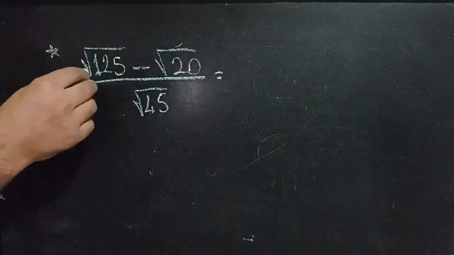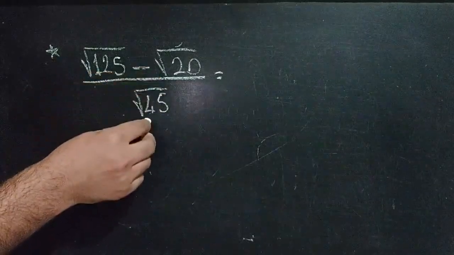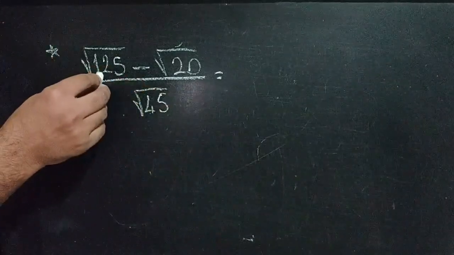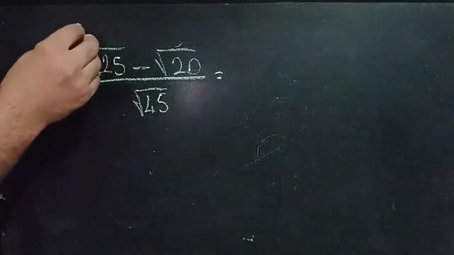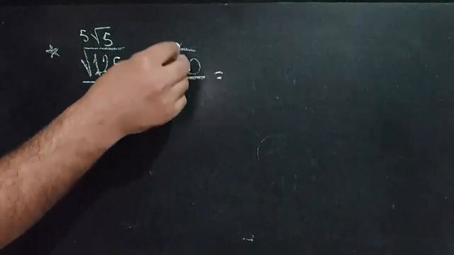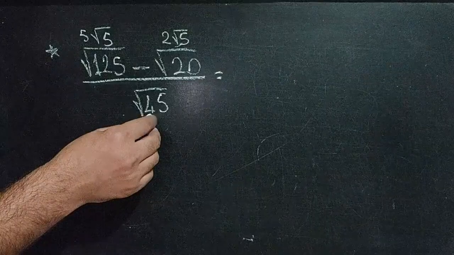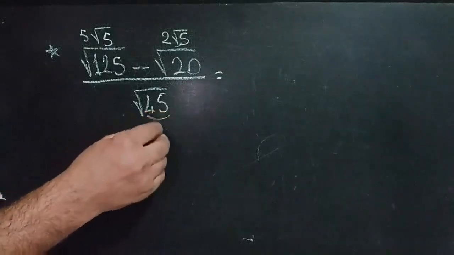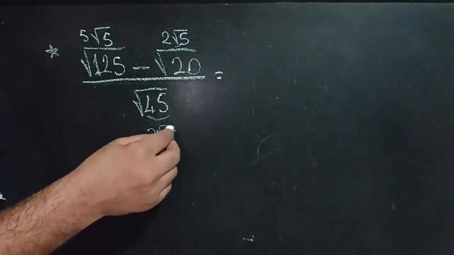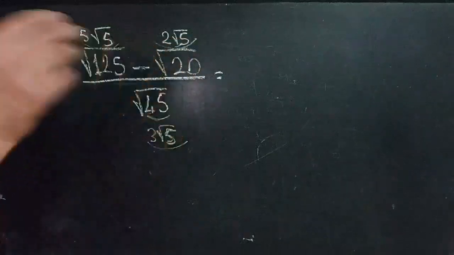Next question is square root 125 minus square root 20 over square root 45. The same story as the previous question. This one is 25 times 5, which is going to be 5 square root 5. This one is 4 times 5, which is going to be 2 square root 5. This one 9 times 5, which is going to be 3 square root 5. We explained how to take them out in our first video of surds.